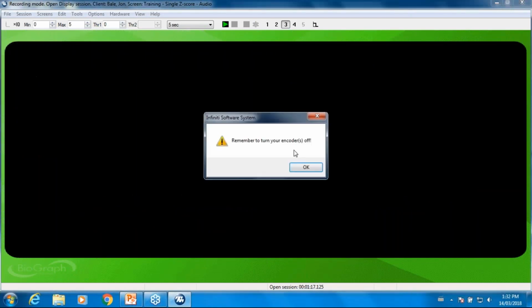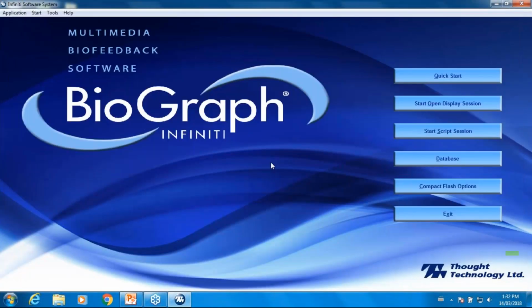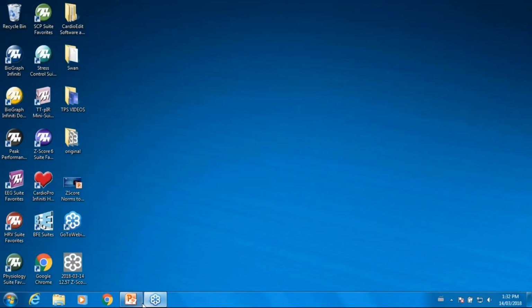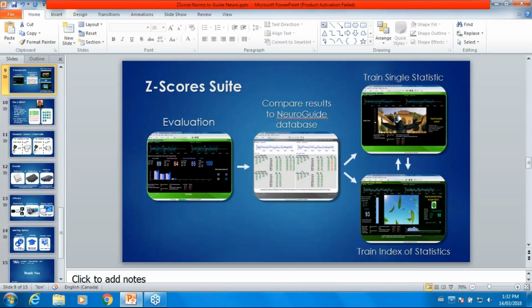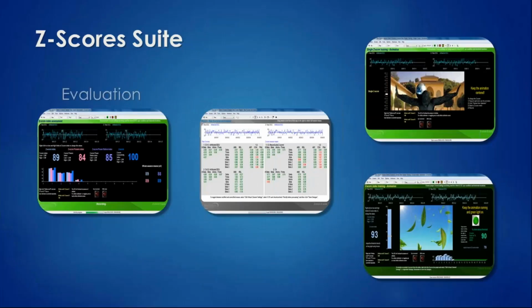This is pretty much it for showing how the Z-Score suite works. Conceptually, it's a bit complicated thinking about normative training, but the way it actually runs is very straightforward. You do an assessment, the results tell you what to train, and then you train many statistics together, or you train stats individually, and that's really a preference or a representation of the amount of dysfunction that might be present. Let me just jump back to the PowerPoint because there's something else I want to say.